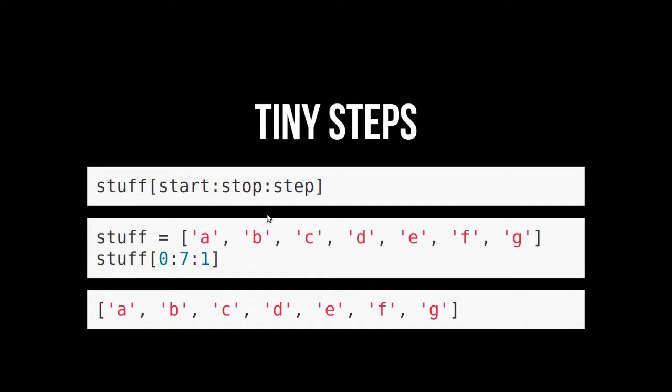We can do steps. So here we go. We've got that 0 to 7, which we determined would give us the entire list. Then we're going to say the step is 1, which means once we start at 0, we're just going to go one step above. One step, one step, one step, one step, one step, and then return that as a new list, and that is exactly what is done. So once again, this one is totally useless, because you're returning the exact same list as stuff.